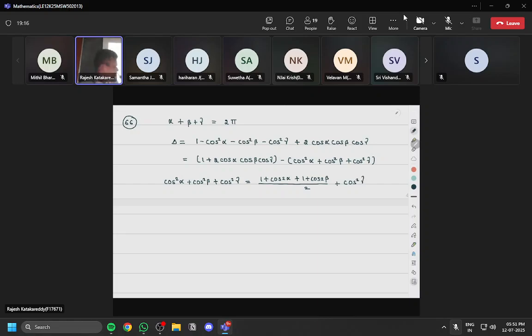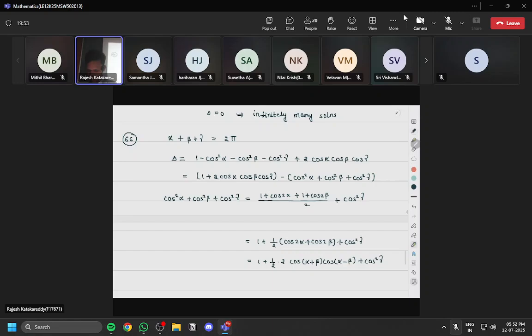Clear? Now 1 plus 1 is 2, divided by 2 must be equal to 1 here. So we can say 1 plus 1 by 2 into cos 2 alpha plus cos 2 beta plus cos square gamma. So we can see the cos C plus cos D formula we can apply. After applying that, we will get 1 plus 1 by 2 into 2 times, notice that we get cos of alpha plus beta into cos of alpha minus beta, plus cos square gamma. So they have given in the problem alpha plus beta plus gamma is 2 pi.